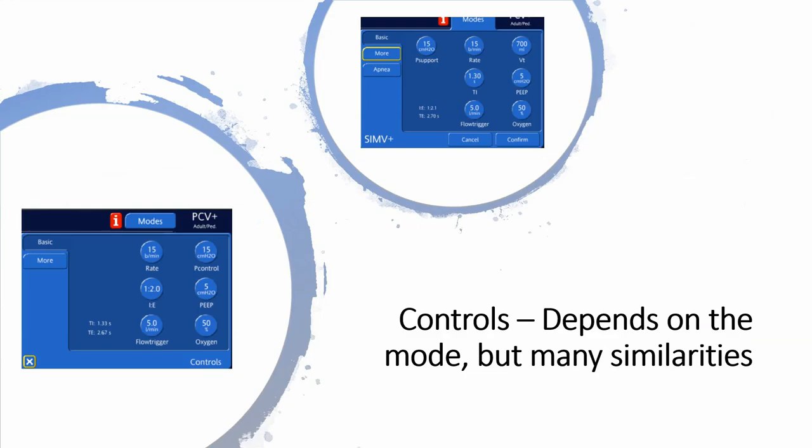There are many different types of controls depending on what mode you're in. So if you are in a volume control mode, instead of a pressure that you see here, you'll see a volume. If you're in a pressure mode, instead of a volume, you'll see a pressure. In CMV and PCV, you don't have pressure support. That's because it is only in SIMV, PSIMV, to give some added inspiratory pressure on those spontaneous breaths. So these are very similar.